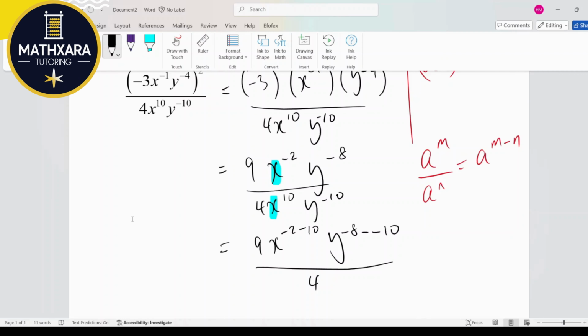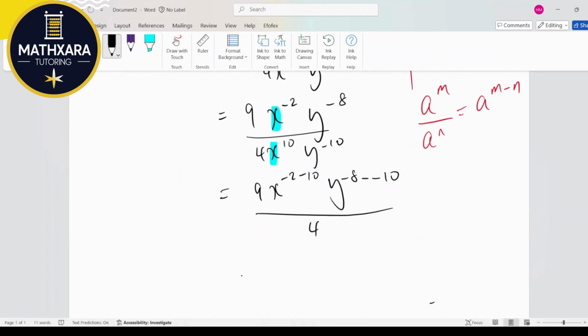Now, let's simplify this a little bit further. So what we'll have here is 9x, negative 2 minus 10, that's negative 12, and y, negative 8 minus negative 10. Let's do this on this side. Negative 8 minus negative 10 would be negative 8 plus 10, which is just a positive 2, which would be right here. Again, we keep our 4.